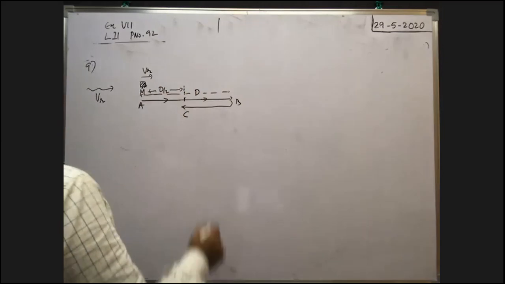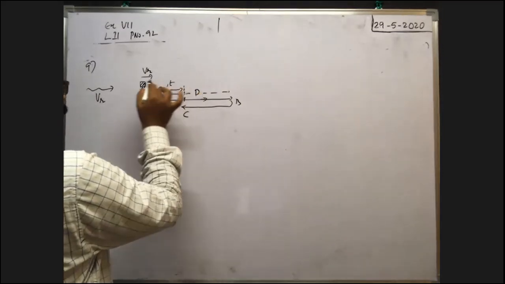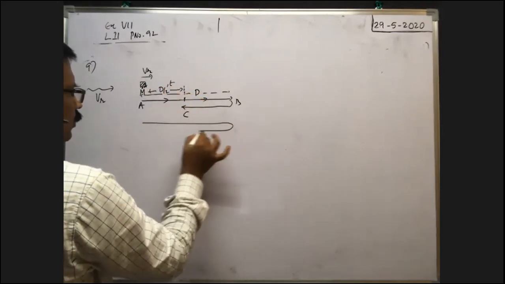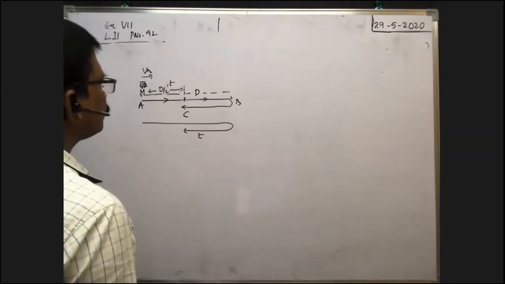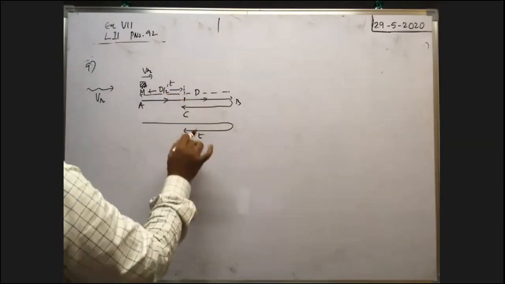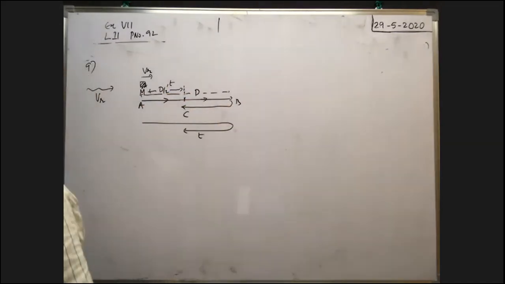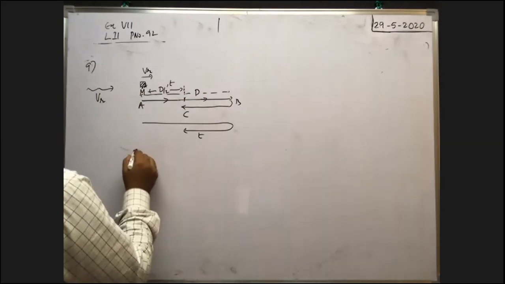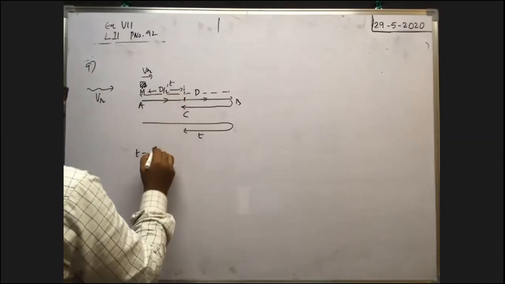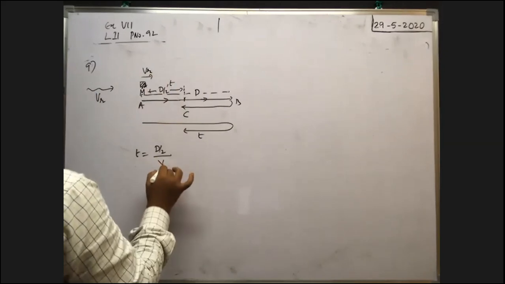Okay, now in a time t seconds, suppose the time taken by the float to travel from this point to this point is t, then the time taken by the man to travel from this point to this point is also equal to t. In this time the distance traveled by the float is this one, and the distance traveled by the man is this one. Now how can we write this? Time t is equal to distance traveled by the float, d by 2, divided by the velocity of the float, which is equal to the velocity of the river only.